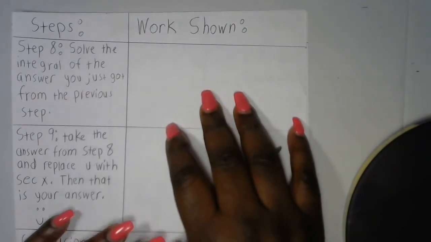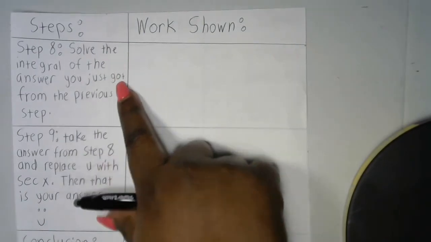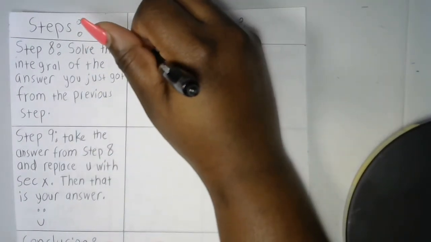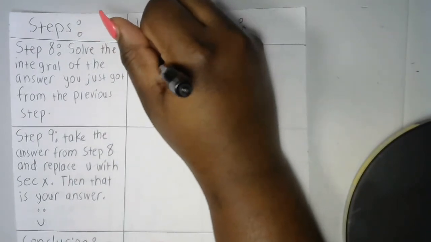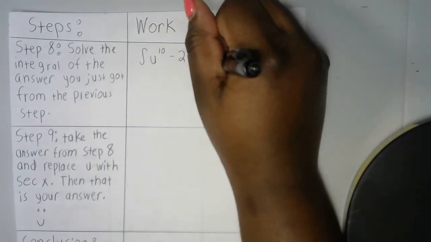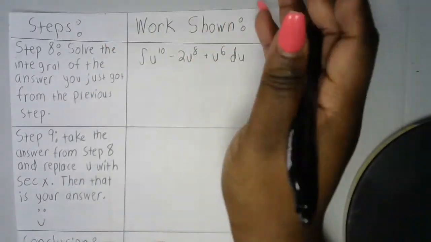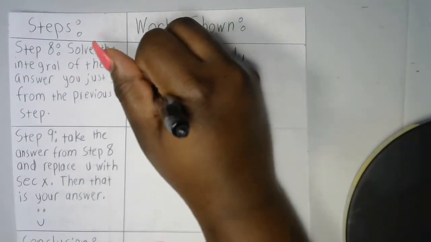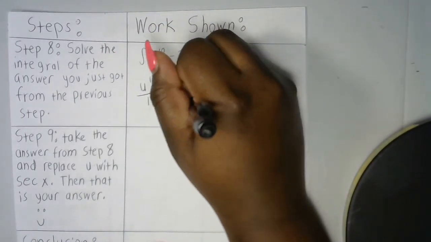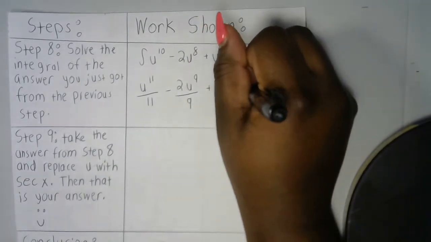Alrighty, so let's get started on step 8. We're almost done with the problem. For step 8, we're going to solve the integral of the answer we just got from the previous step. What did we just get? We just got the integral of u to the 10th minus 2u to the 8th plus u to the 6th du. So literally just solve this integral. If you solve the integral, it would be u to the 11th over 11 minus 2u to the 9th over 9 plus u to the 7th over 7 plus C.